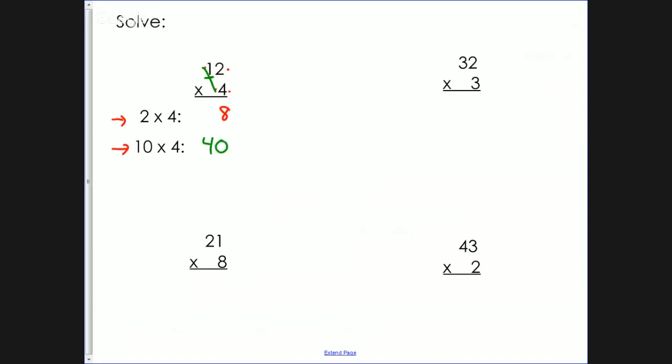And then, of course, you would add those together to get your final answer. 8 plus 0 is 8. 4 plus nothing up above it is 4. So the answer would be 48. We'll try that again over here. So 2 times 3 is 6. And then 30, so we have to remember that's not 3, but 30 times 3 is 90. And then we add those up.